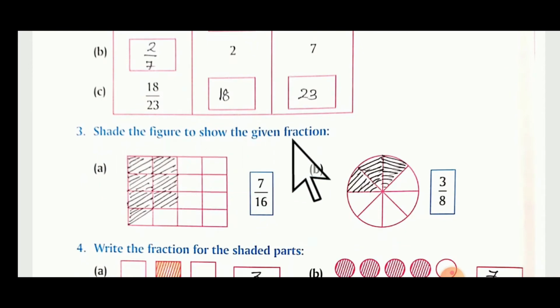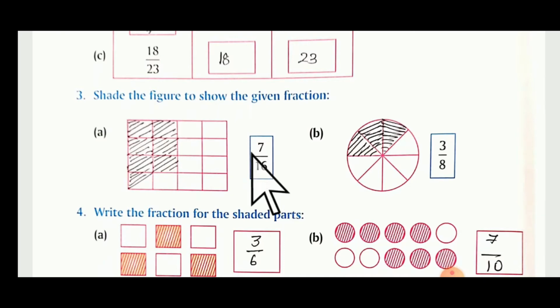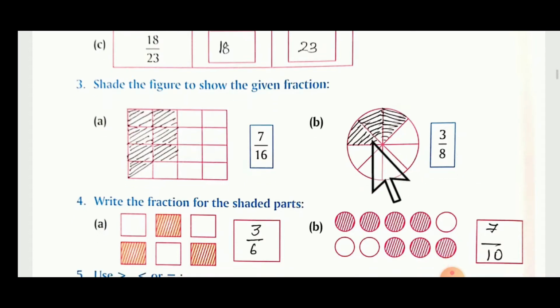Shade the figure to show the given fraction. What is given? Fraction is given and that you have to shade in the given figure. How many parts are there? 16 total. And how many you need to shade? That is 7. So 7 you shade it up. The next one, circle is there with 8 parts. Out of that you have to shade 3 parts. So shade 3 parts.